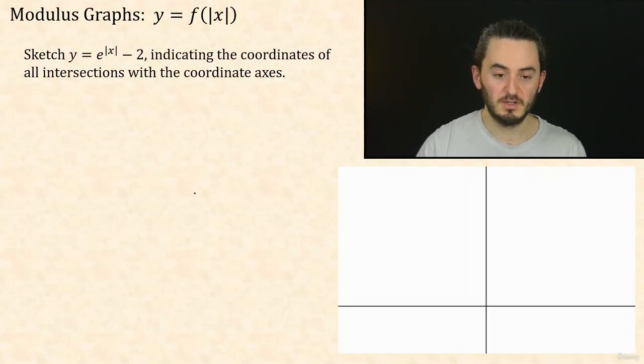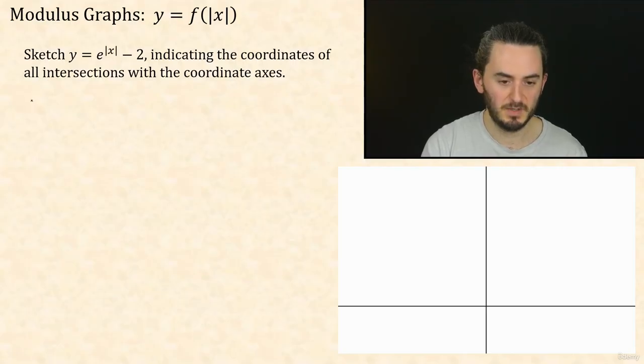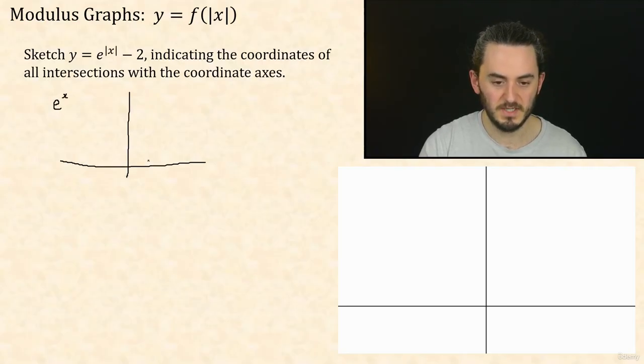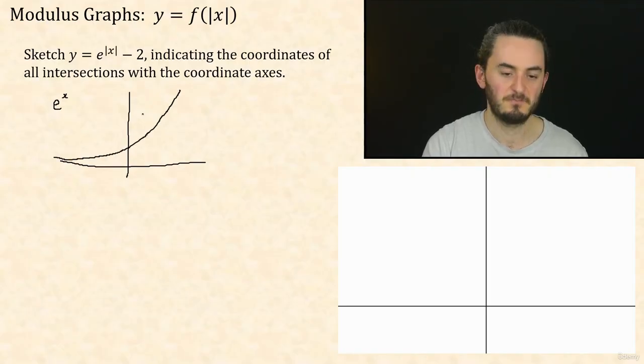Can we sketch e to the mod x minus 2? Well, okay, let's be really, really careful again. Suppose that, let's just start, in fact, with e to the x. What does e to the x look like? So you see how we're building things up like we did in the previous video. e to the x is our exponential curve, which looks like this.